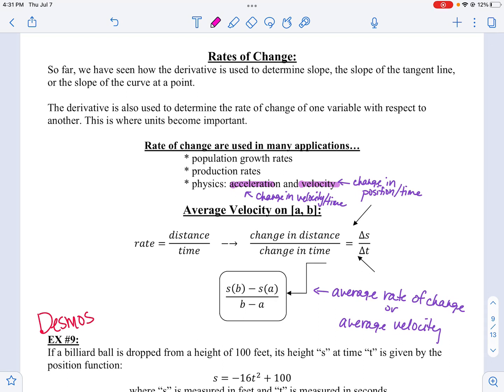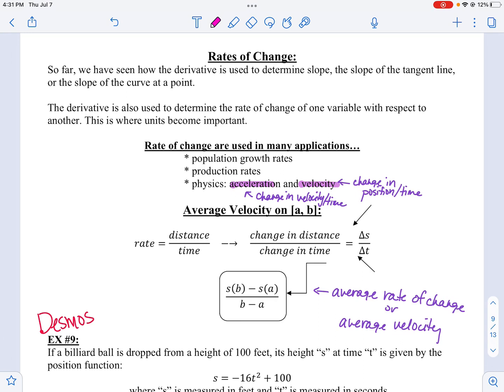of a certain function. We use rate of change in lots of different applications. We can use it for production rates, population growth rates. We even use it a lot in physics to talk about velocity and acceleration, right? Velocity is the change in position over time, or rate of change of your position, right? And acceleration is your change in velocity over time, so another rate of change.